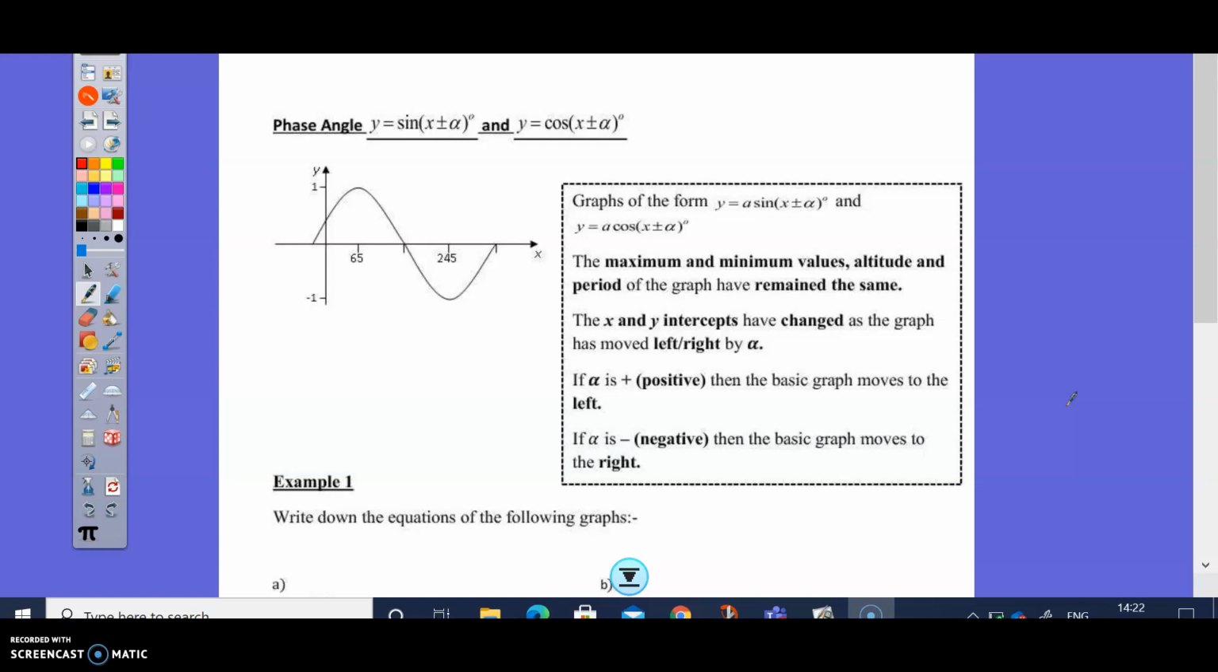When it's in the bracket like this, it doesn't change the maximum or minimum values, it doesn't change the height of the graph, it doesn't change the period of the graph. What it does change is where it intercepts your x-axis. It moves your whole graph either left or right. It works a wee bit backwards: if it's a positive number, it moves the graph back the way, onto the negatives. If it was a negative number, then it moves your graph to the right.